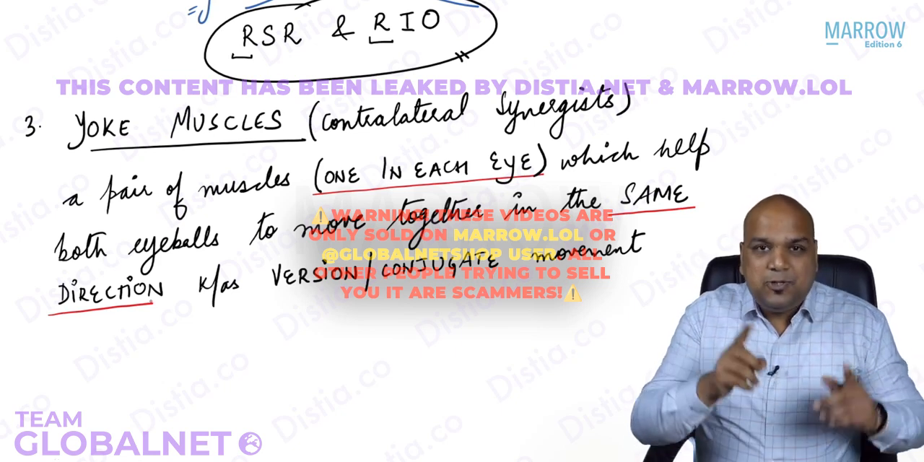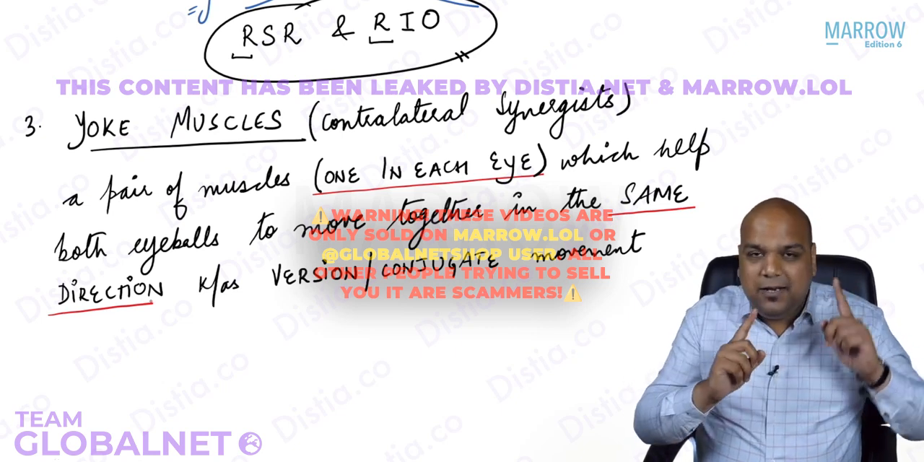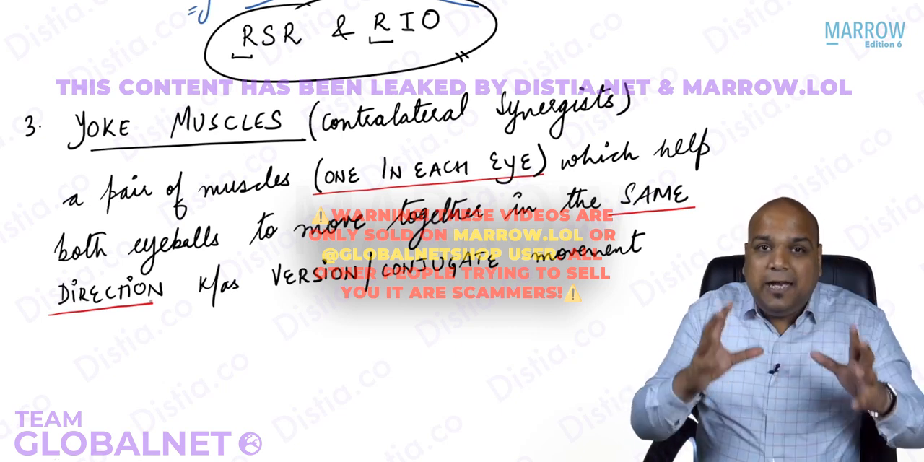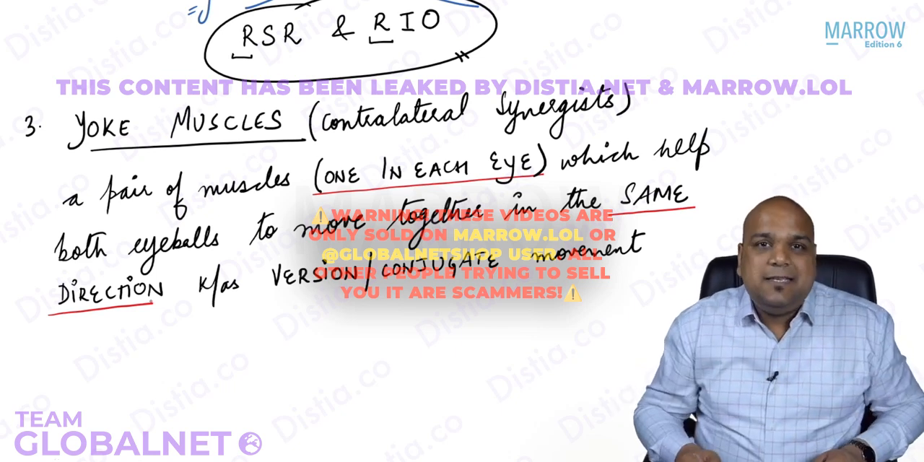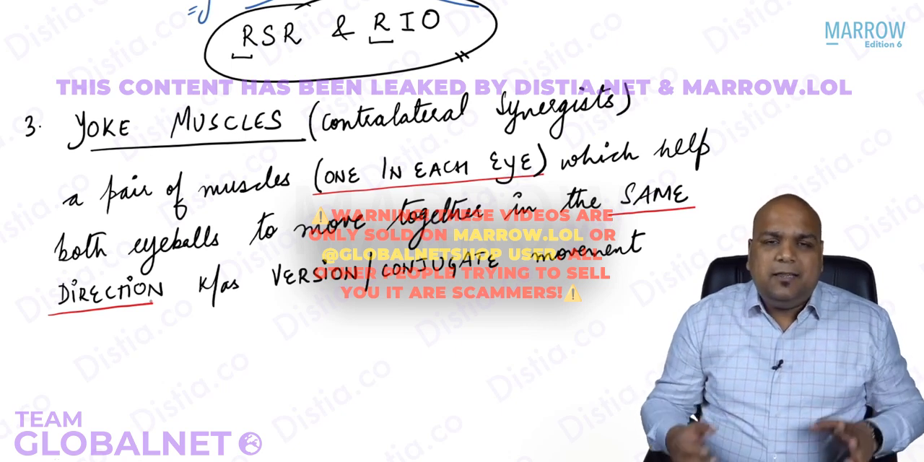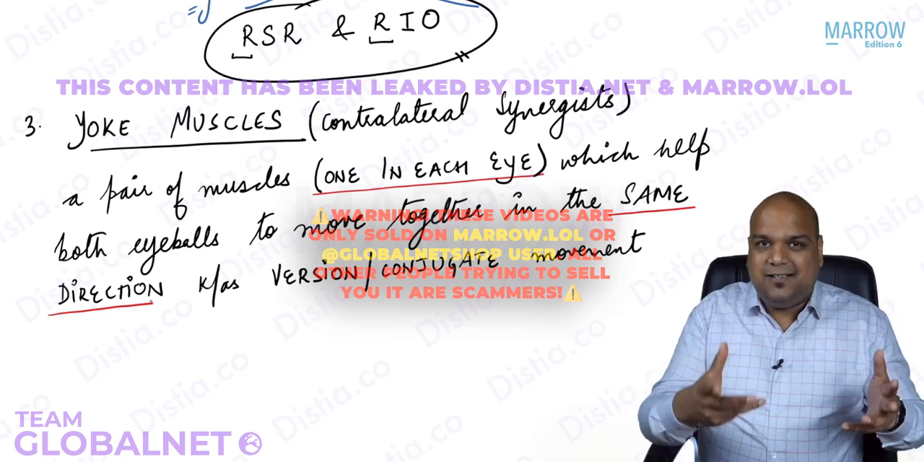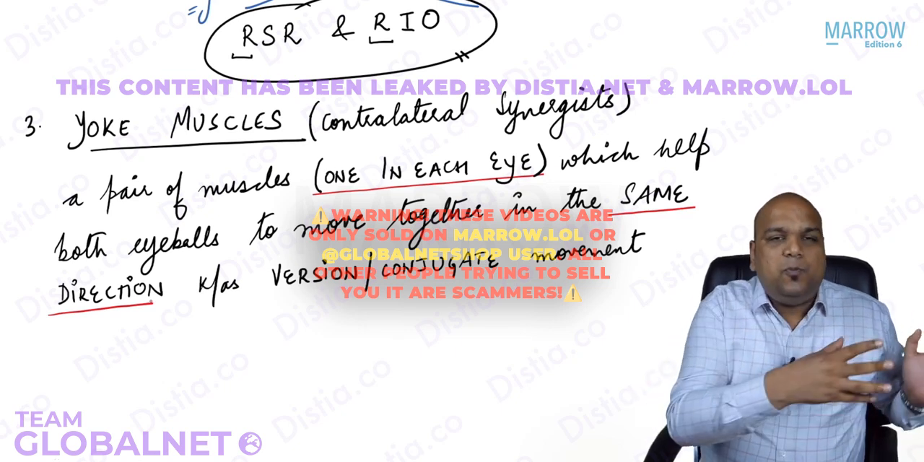So two muscles, one in each eye, one in the right eye, one in the left eye, right medial rectus and left lateral rectus, enable both the eyeballs to look together in the same direction at the same time. This is a pair of yoke muscles. They are called contralateral synergists, even though they don't have the same action, but they enable the eyes to move in the same direction.